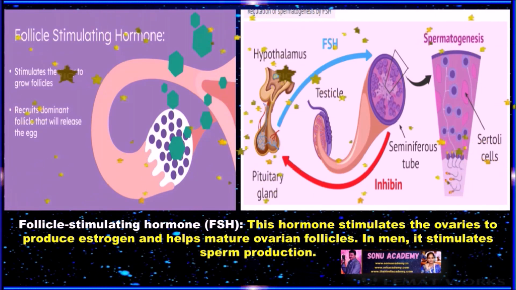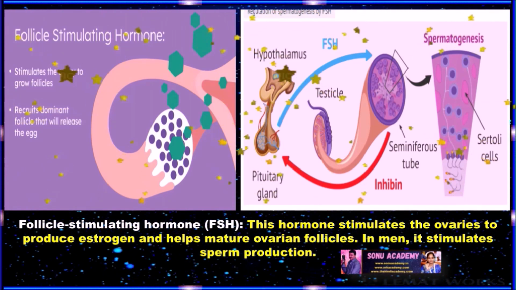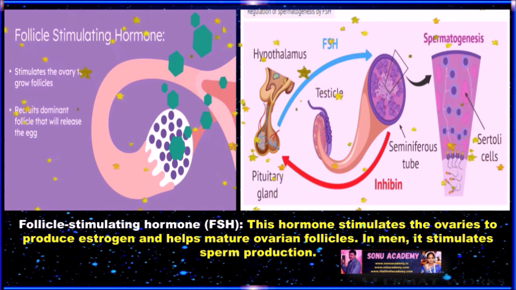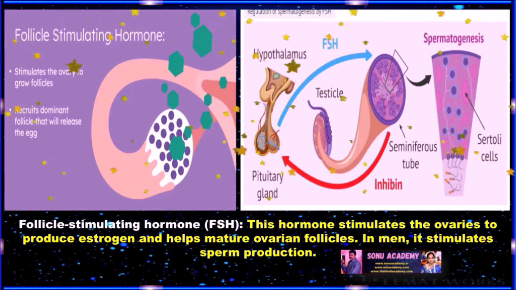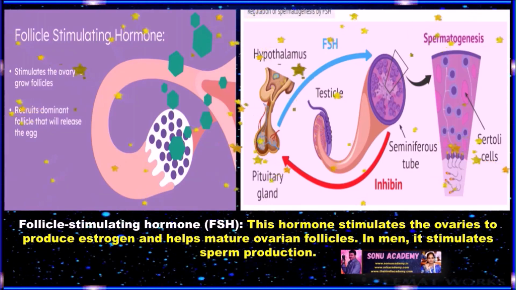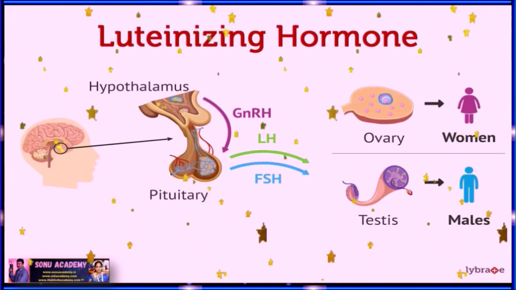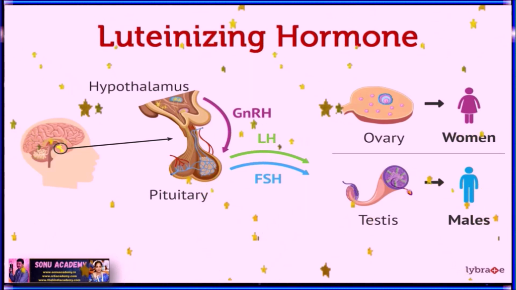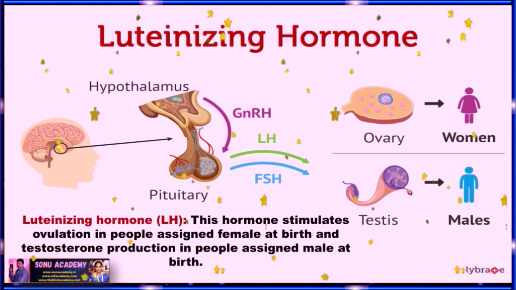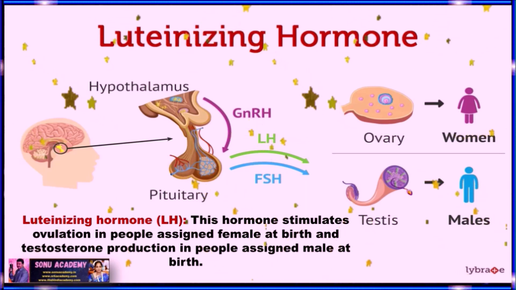Next one is follicle stimulating hormone. This hormone stimulates the ovaries to produce estrogens and can help mature ovarian follicles. In men, it stimulates sperm production. Luteinizing hormone. This hormone stimulates ovulation in people assigned female at birth and testosterone production in people assigned male at birth.